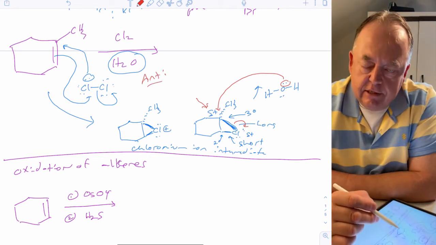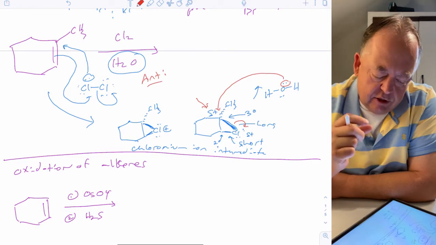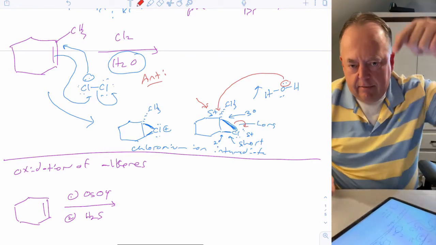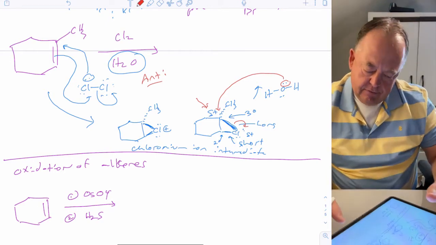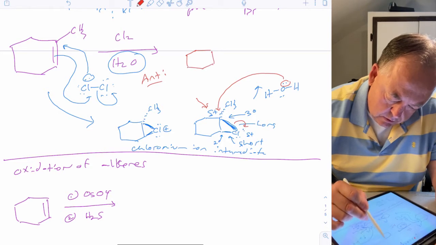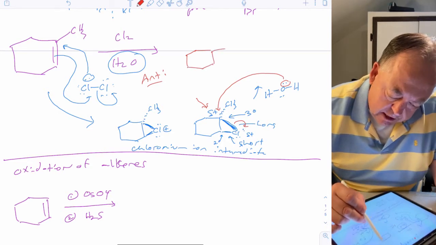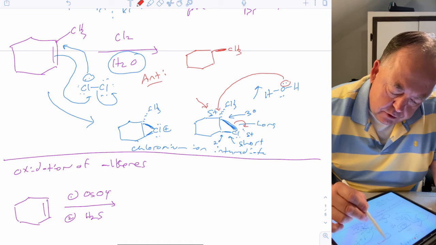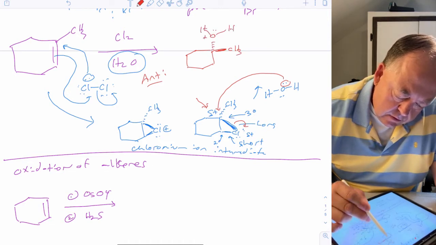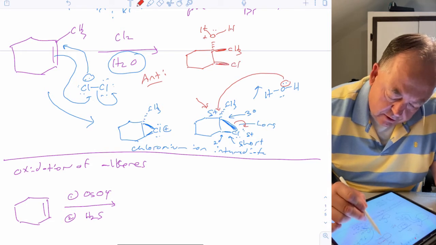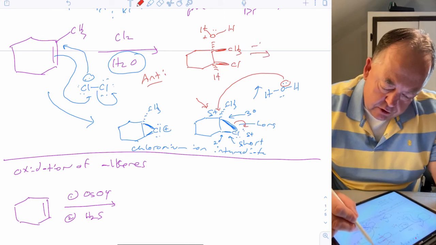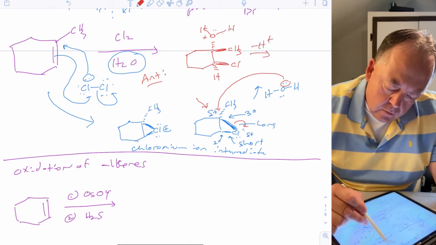as opposed to a syn addition. So don't confuse anti-Markovnikov with just anti versus syn. Syn means the two things add to the same side. Anti means the two things add to opposite sides. Okay, so water has to come in from the back, so that's going to flip the methyl to the front. And then the chlorine was on the front to begin with. And then the last step is you lose a hydrogen from the water.